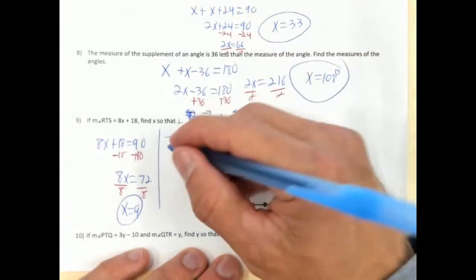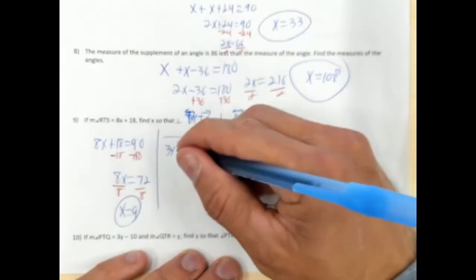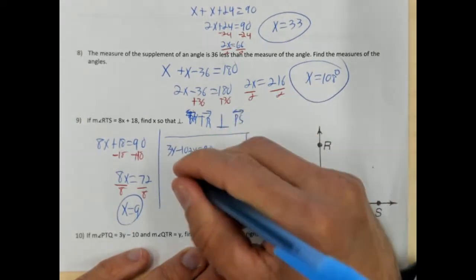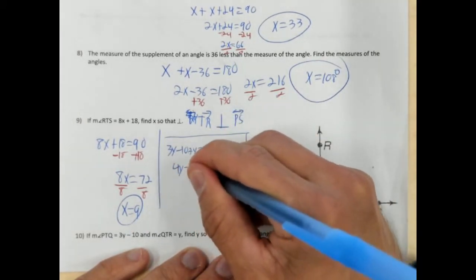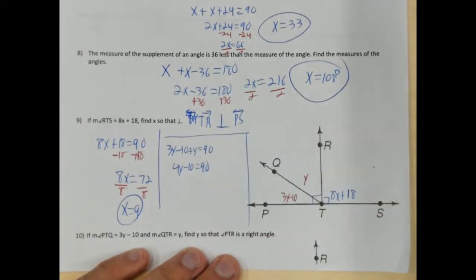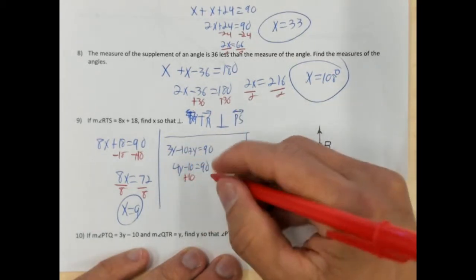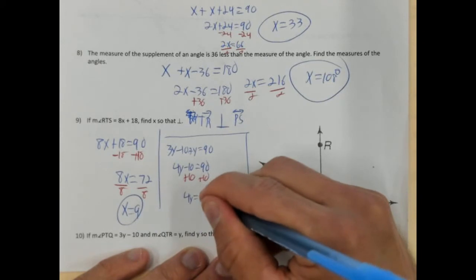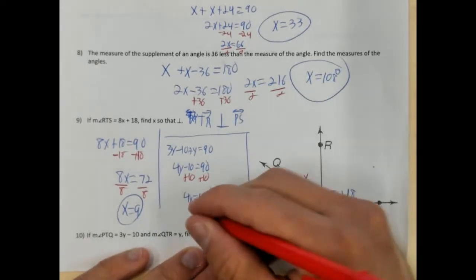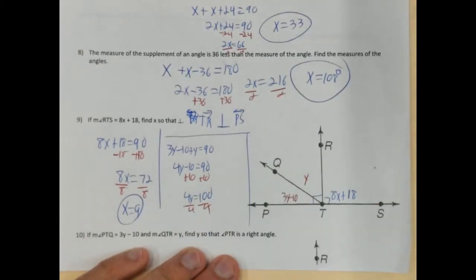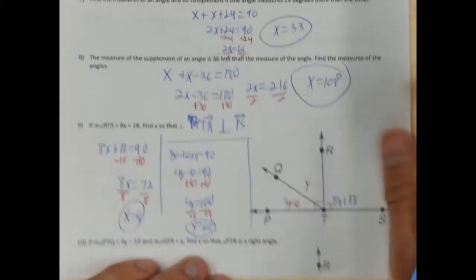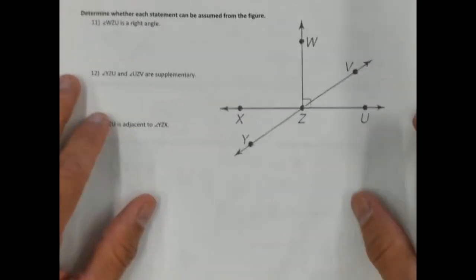Alright, so 3y minus 10 plus y equals 90. That's going to give us 4y minus 10 equals 90. We're going to add 10 to both sides. So 4y equals 100. We're going to divide by our coefficient, which is 4, and y would be equal to 25.